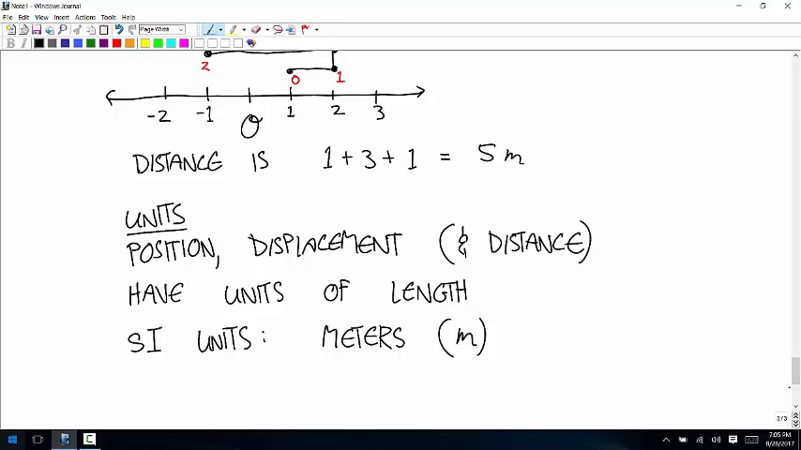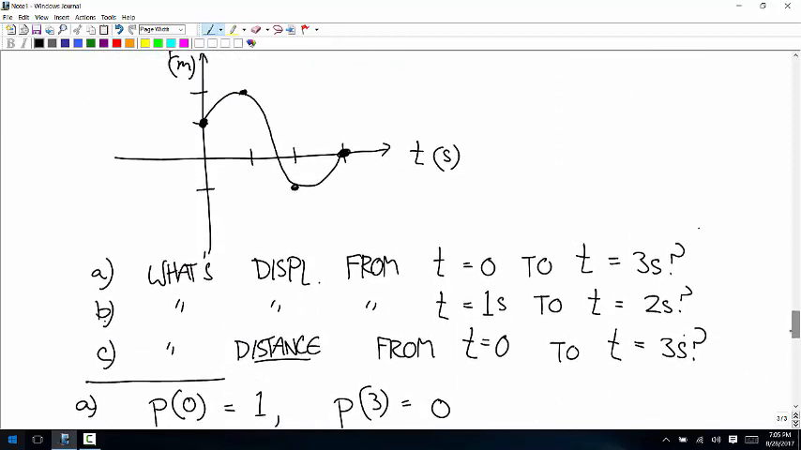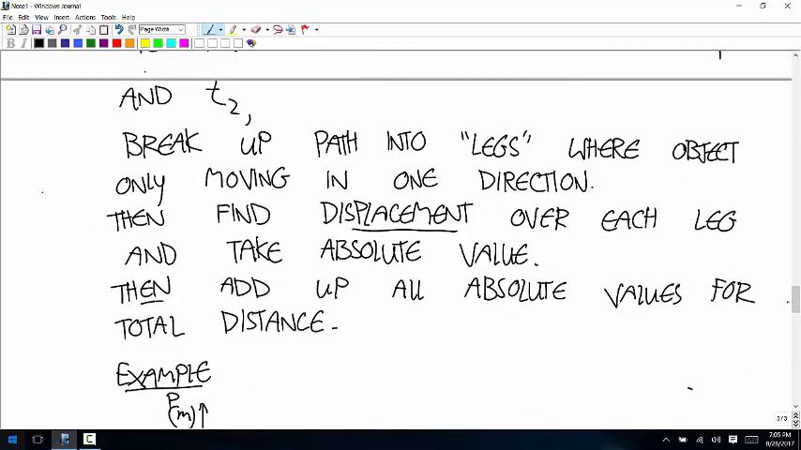For the distance? Yeah, you could do it just mathematically based on the values. If you go back to the mathematical definition that I gave you for distance, break it up into legs where the object's only moving in one direction, find the displacement of each one of those legs, and then take the absolute value and add up those absolute values. You can do it that way too.